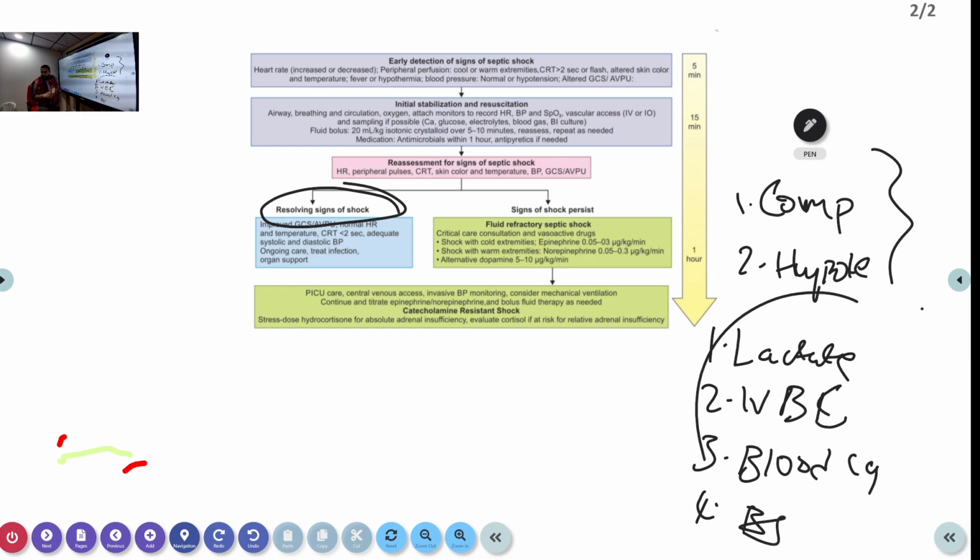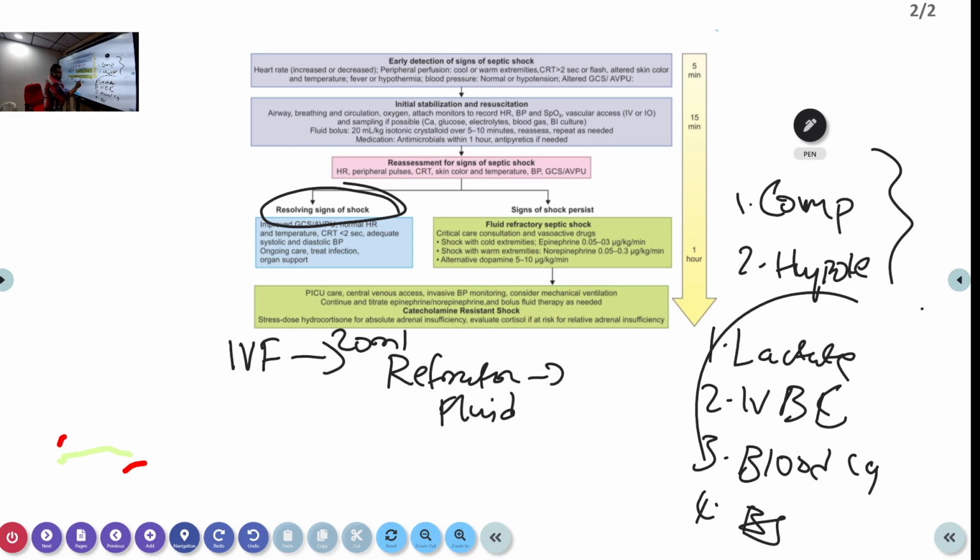And if there is a hypotensive patient, what do you have to do? You have to give an IV fluid bolus, 20 ml per kg, and see the response. If it is refractory to the fluid, maybe you can give one more bolus and you can start norepinephrine if it is a warm shock, epinephrine if it is a cold shock, or you can start dopamine.